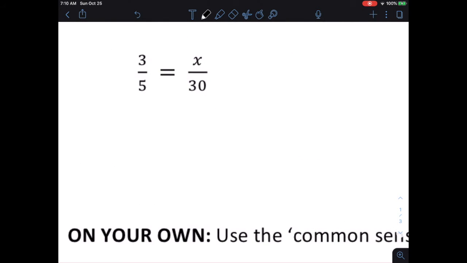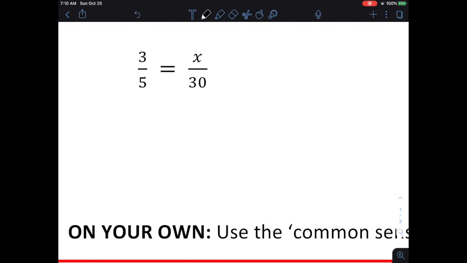If I look at this first one, I have 3/5 equals x over 30. The way the common sense method works is we look at the denominator, where I have a 5 and a 30, and I say, what did I have to do to 5 to turn it into 30? So we're still thinking about that equivalent ratio thing. I know that I just have to multiply 5 by 6 and it equals 30. That means I'm going to multiply 3 by 6 to figure out what x is. So x is equal to 3 times 6, or 18. Pretty simple and very similar to what we just did in the last lesson.